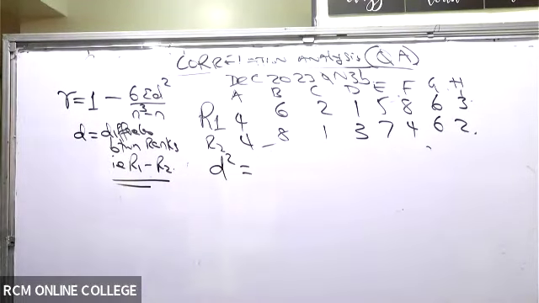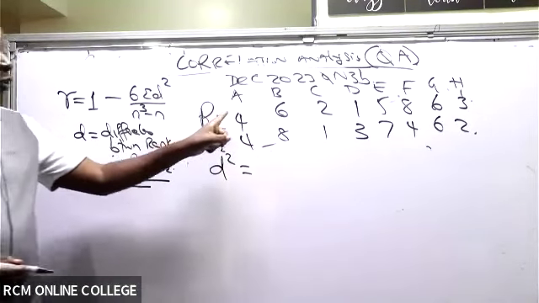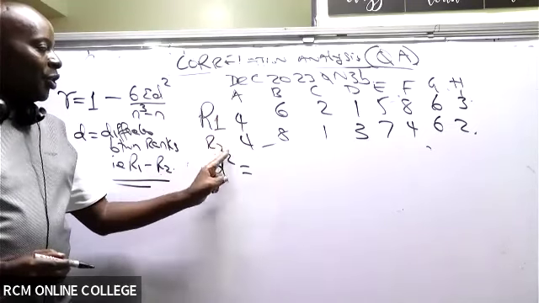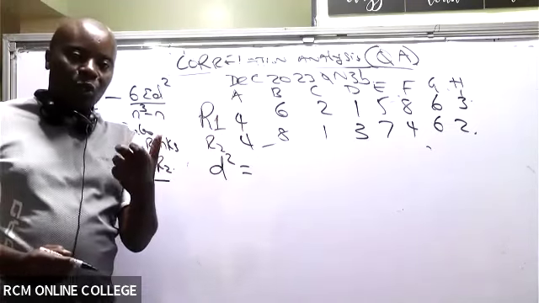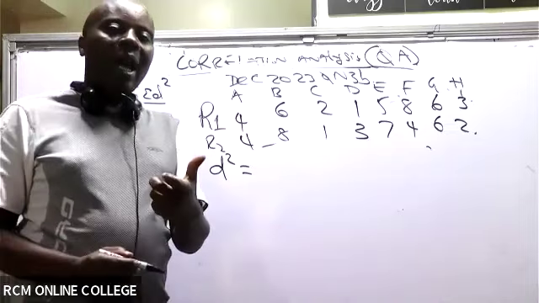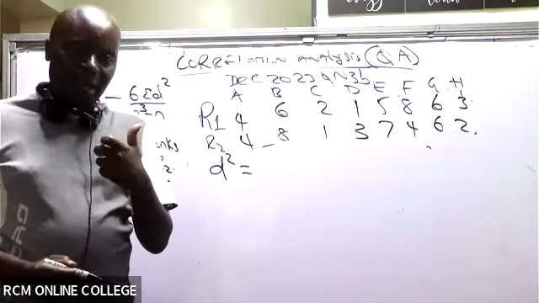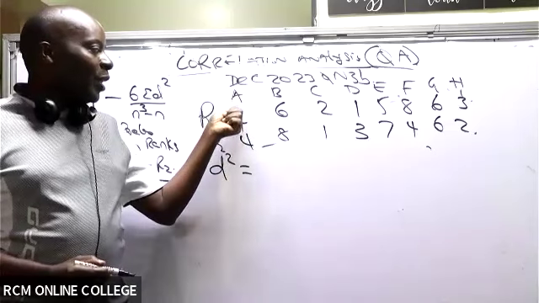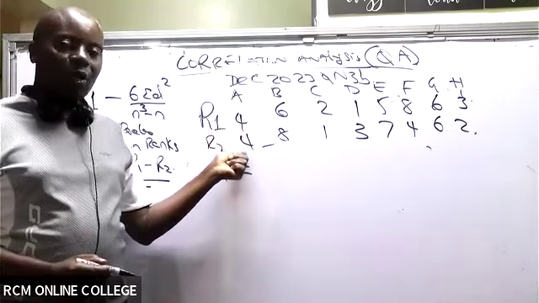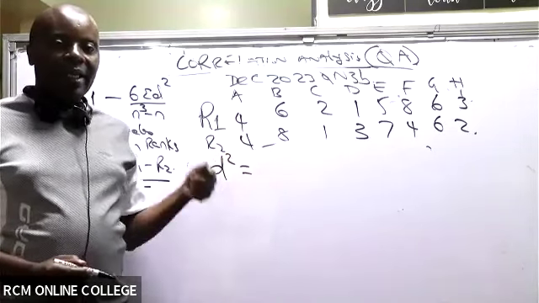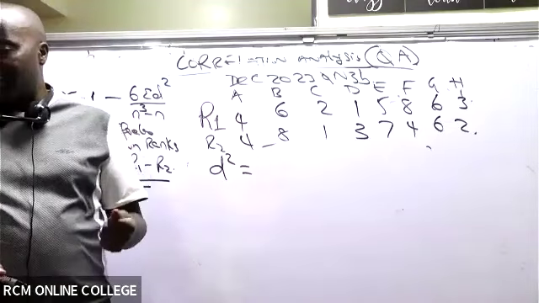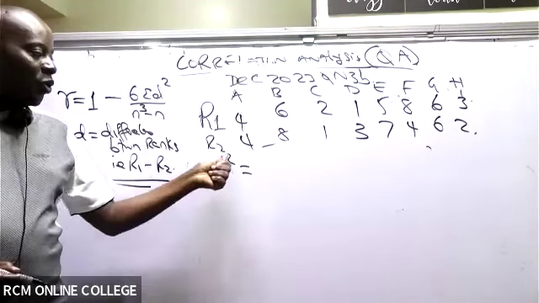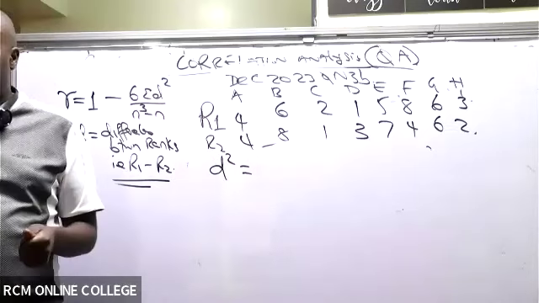So basically, if it's A, he has been given a rank by judge one and a rank by judge two. You get the difference between the two judges' ranks, and then you square. Can you kindly help me do that? Like the first one here, it is rank one minus rank two. Whatever I get, I square. So are you able to give me the first answer squared? Somebody please talk to me.